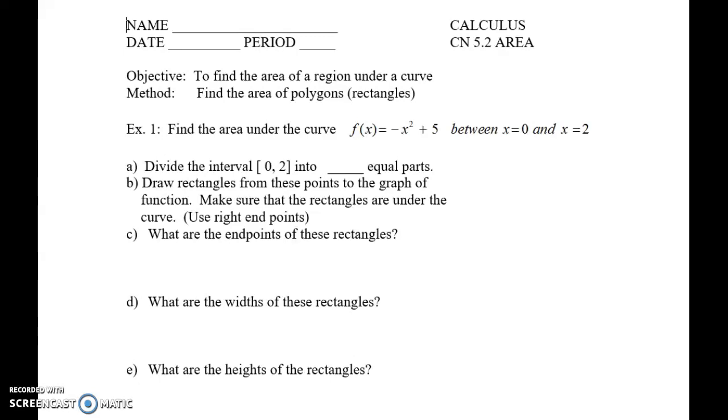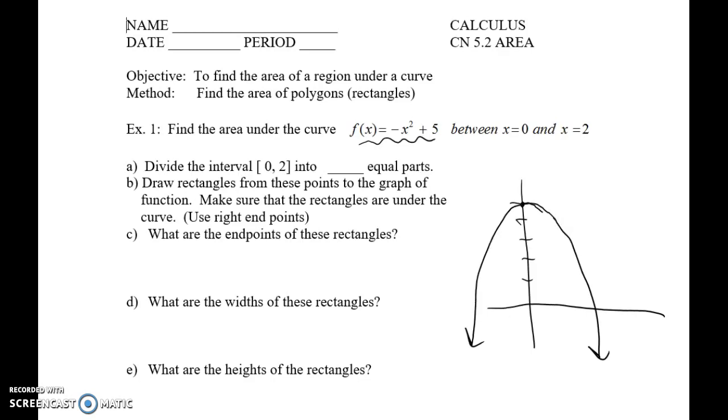Today we're going to look at finding area under a curve, and this is going to eventually bring us to integrals. What we want to do is find the area under a curve, and our equation is negative x squared plus 5. If we were to draw a little sketch of that, we know it's an upside down parabola, and it's up 5. Again, it's an upside down parabola, looks something like this. Now we only want the area under the curve from when x is 0 to x is 2.